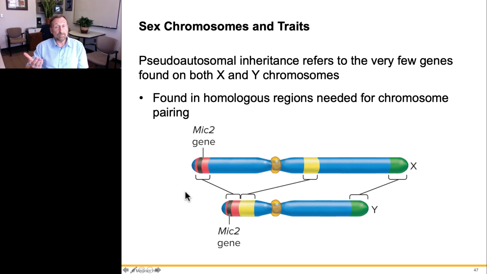And so it can be transmitted from father to son, and mother to son, and mother to daughter. So it behaves like an autosomal inheritance pattern, even though physically the MYC2 gene is on the X and the Y chromosome. So if you followed its transmission in a pedigree, you wouldn't be able to tell it was on a sex chromosome. But it actually is, so it's called pseudo-autosomal.